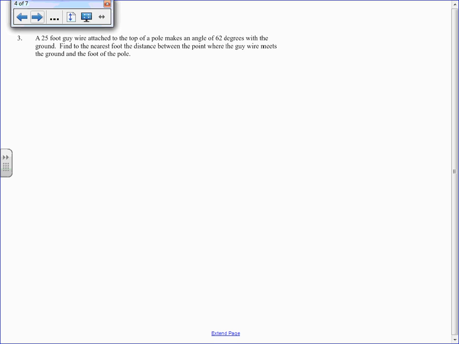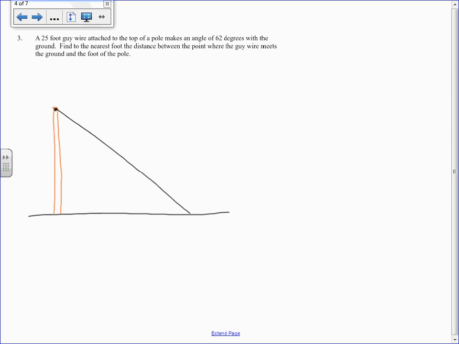Well, I don't really know what a guy wire is, but I'm assuming I've got this pole. I don't know why, but I made it red. And it's attached to the top, and it makes an angle with the ground. So I'm attached here, and there's my wire. And if here's my ground, I'm making a 62-degree angle. And my wire's 25 feet. So this is 25. And perfect world, there's my right angle.